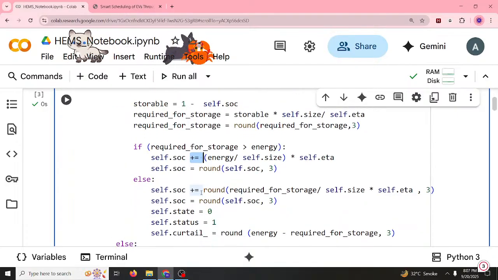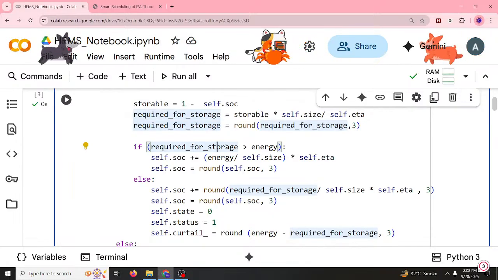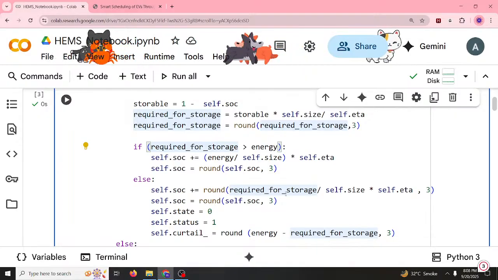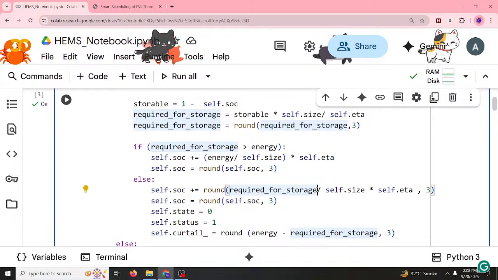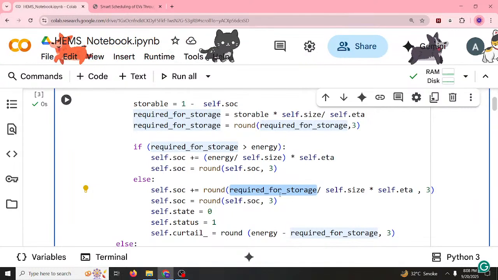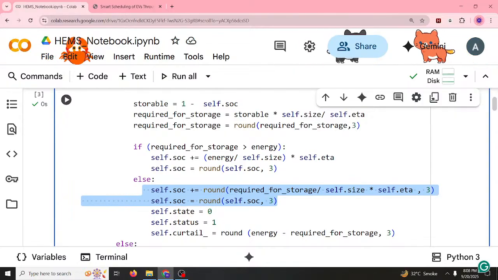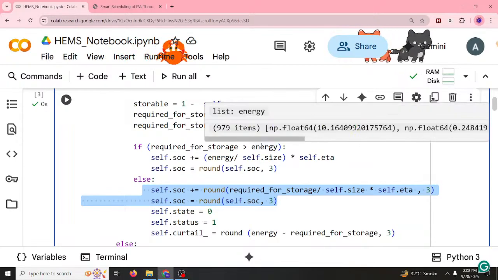Here we have done something interesting to handle some bugs, because if we directly store this energy inside the battery, it might not be able to fully save that energy. To avoid that, we check this through the required-for-storage variable. If this condition is not fulfilled, we just keep the energy that is required. That means at this stage the battery will get full, because the required energy for storage is lesser than the actual incoming energy.